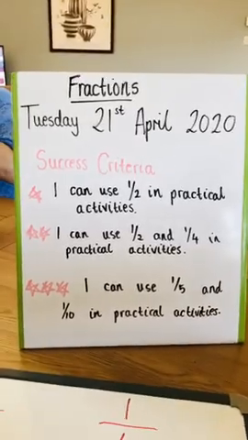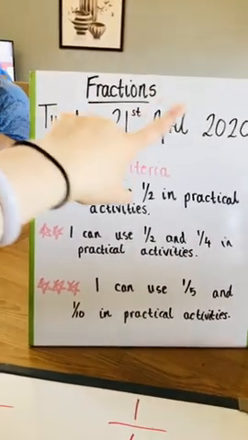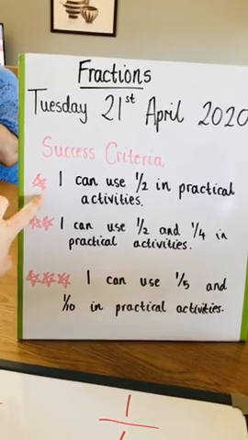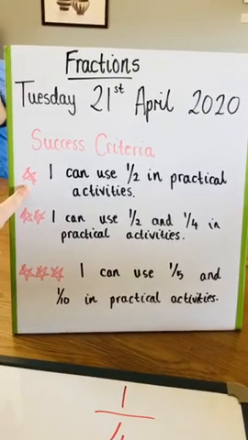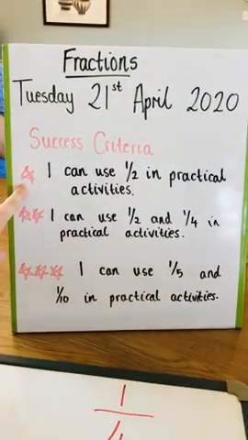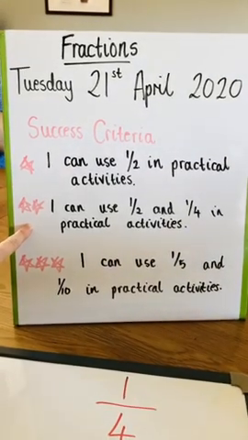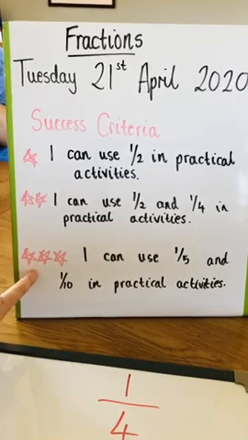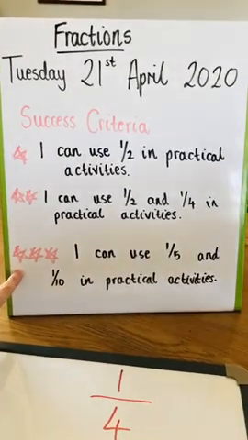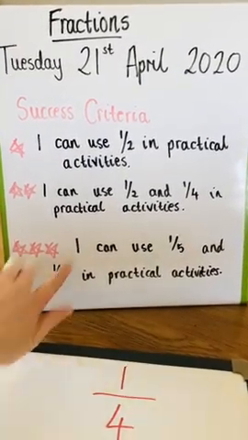Now, success criteria today for Tuesday the 21st of April: if you want to try the 1-star challenge, it is that you can use half in practical activities. 2-star challenge: I can use half and a quarter in practical activities. And your 3-star challenge is to push on and try and put things into fifths and tenths.